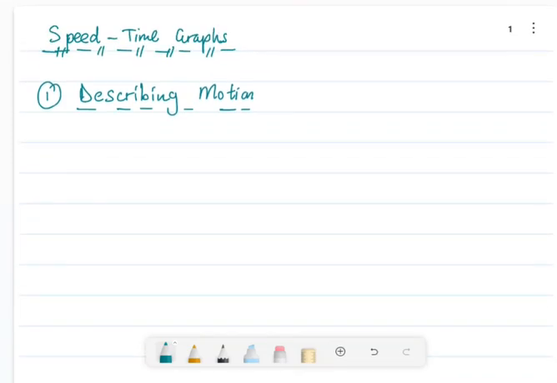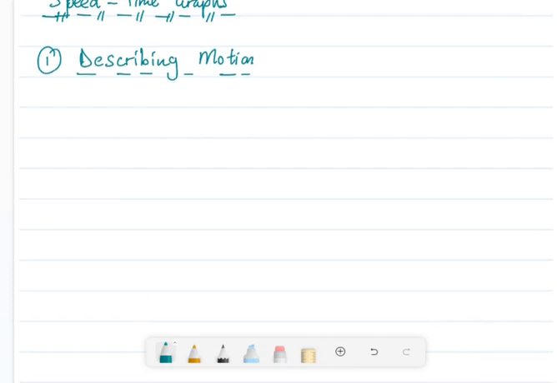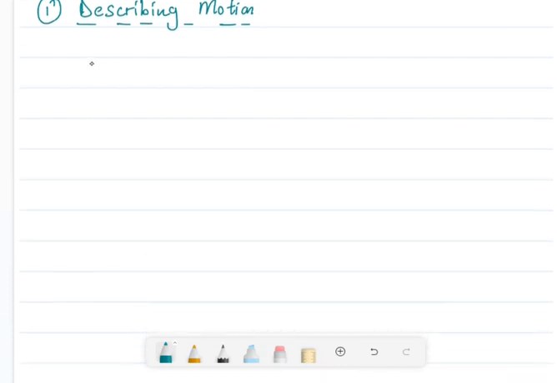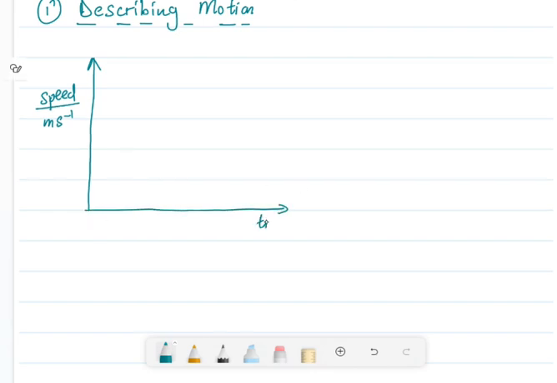Hello guys, so I want us to look at some speed time graphs, mainly focusing on describing the motion. Usually a speed time graph has a vertical axis that represents the speed of an object, how the speed of an object is changing. So the vertical axis is for speed, normally in meters per second, and then the horizontal axis is for time, mostly in seconds.